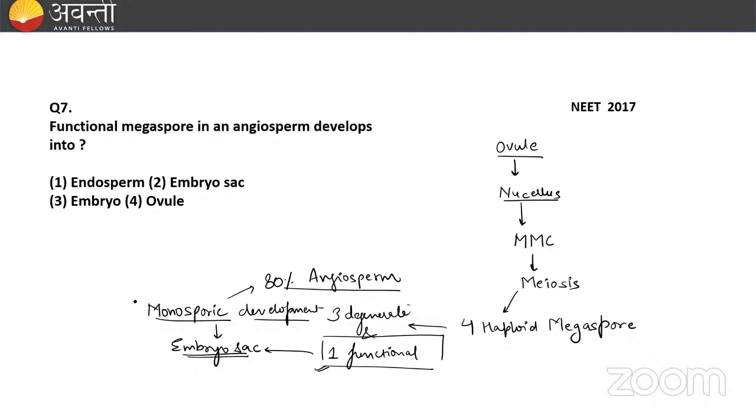Okay, remember this very, very important point. If you ever get a question like, which type of development is most common in angiosperm? The answer will be monosporic development, because 80% of the angiosperms show monosporic development. And the question is asking the functional megaspore in an angiosperm develops into embryo sac. Correct option is option number 2, that is embryo sac.